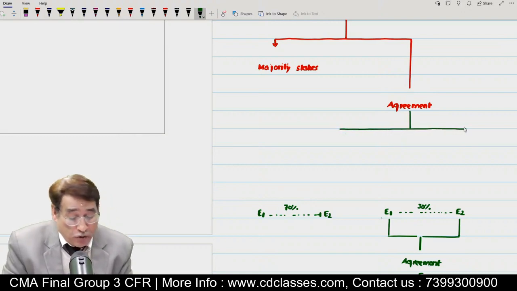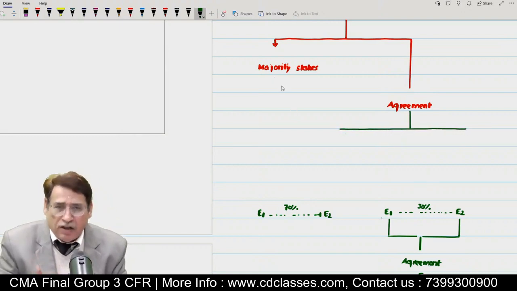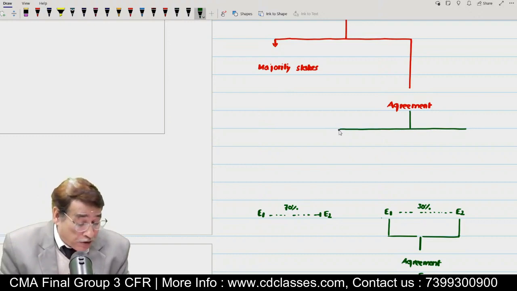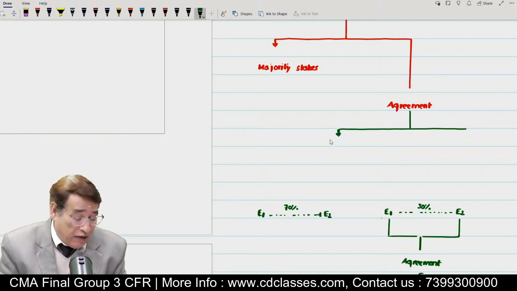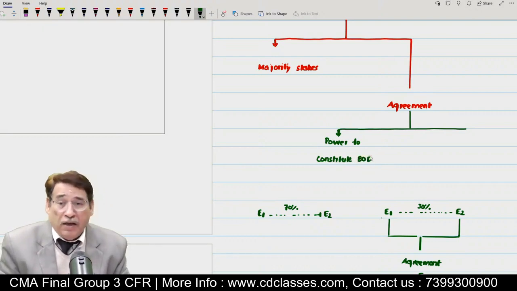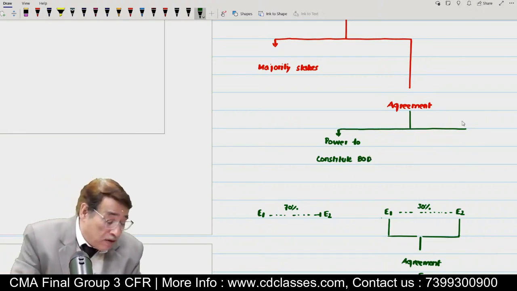We are talking about control. I told you control can be acquired, and generally control accrues due to majority stakes, no doubt about that. But on rare occasions, control can flow also on account of such an agreement. As I gave you the example, if the agreement provides the power to constitute or compose the board of directors, then in that particular case it will be implied that we have the control.